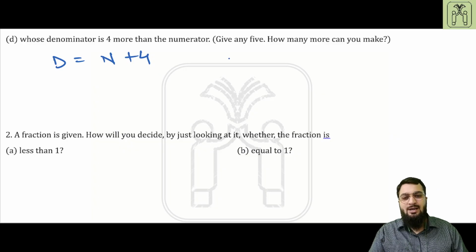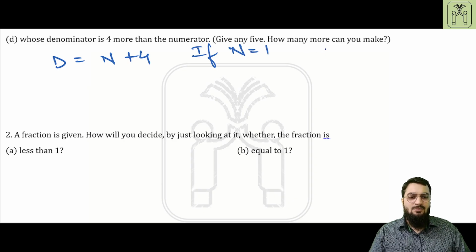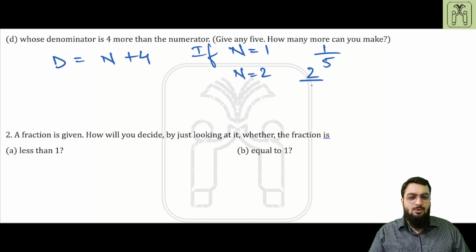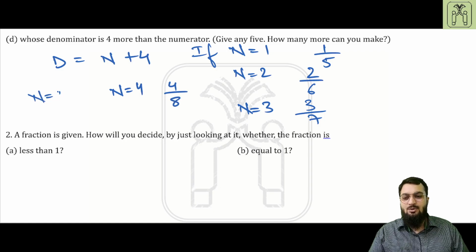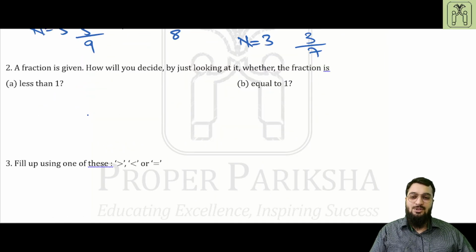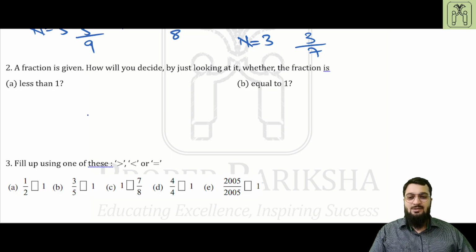So take any number and make a fraction. For example, if n is equal to 1, then we will have 1 upon 5, because the denominator will be 1 plus 4, that is 5. If n is equal to 2, then it will be 2 upon 2 plus 4, 6. If n is equal to 3, then it will be 3 upon 7. If n is equal to 4, then it will be 4 upon 8. If n is equal to 5, then it will be 5 upon 9. So you can make as many as you want. You just need to put the value of n, that is the numerator, and using the formula that is derived from the question itself, you can make as many fractions as you want.